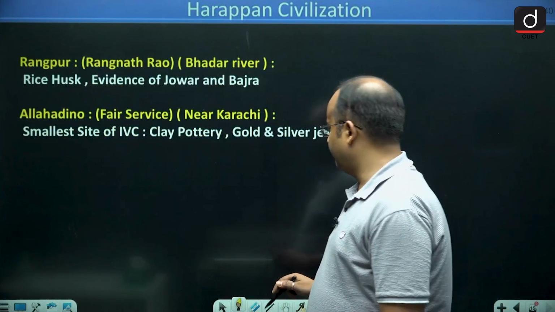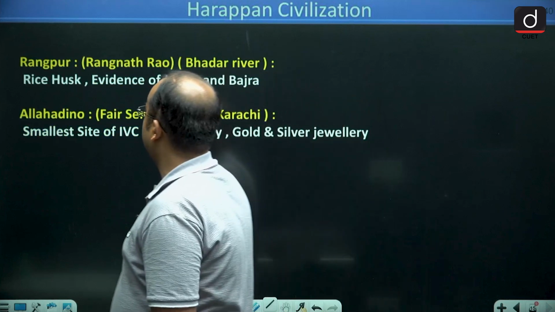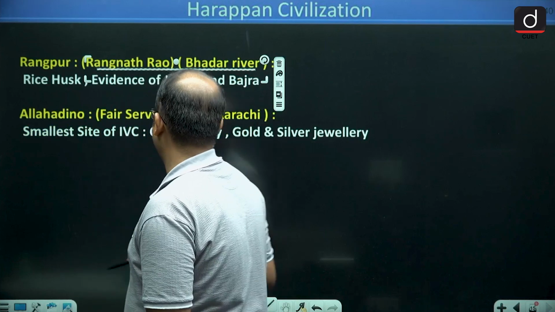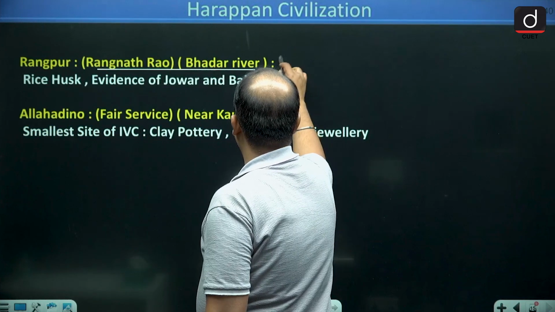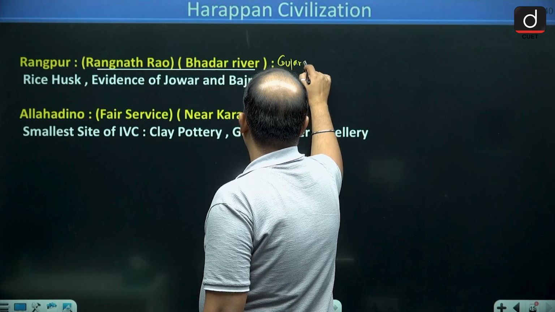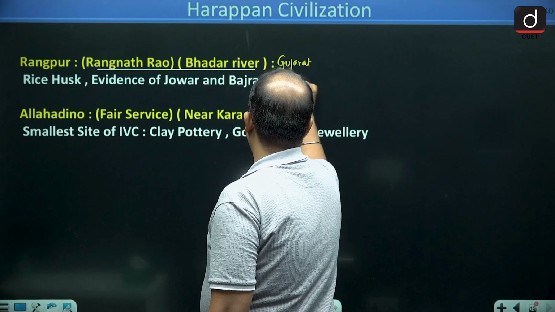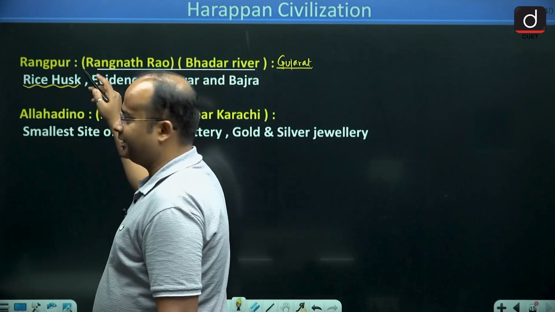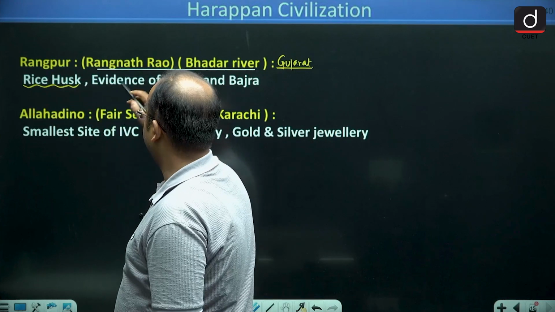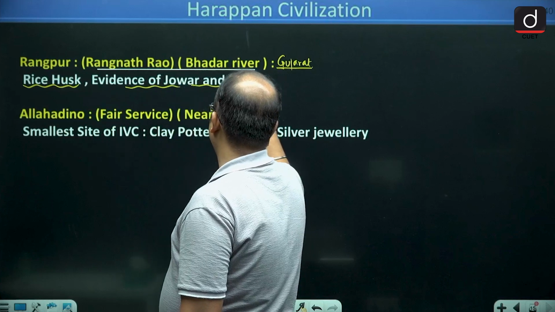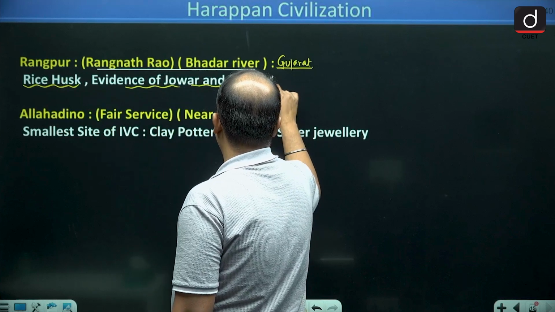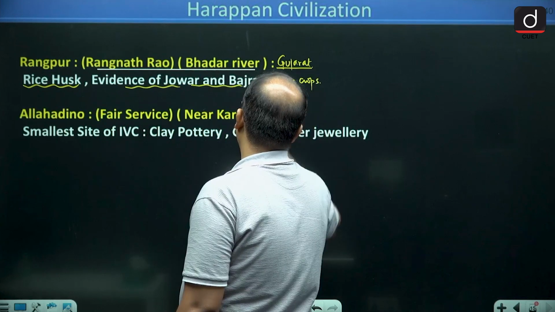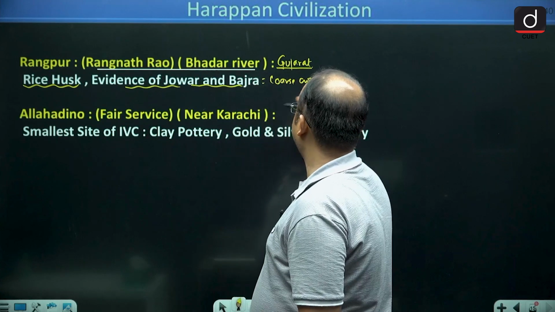Next we have Rangpur. Rangpur, guys, was discovered by Rangnath Rao on the bank of river Bhadar, and it is also in Gujarat. What we have found from there? We have found rice husk, that is called chawal ka bhusa in Hindi. Evidence of jowar and bajra, that is the coarse crops.